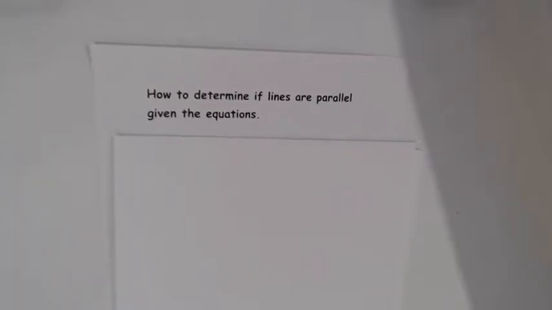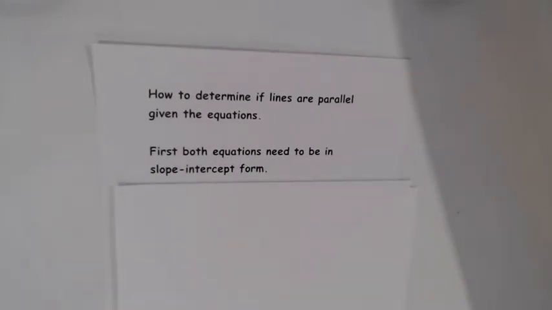What I'm going to go over in this video is how to determine if lines are parallel when you're just given the equation. So if you're just given an equation, both equations need to be in slope-intercept form. They need to be in the right order. It has to be y is equal to the slope beside x and the y-intercept on the end.